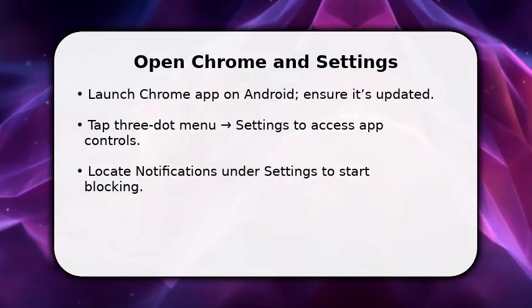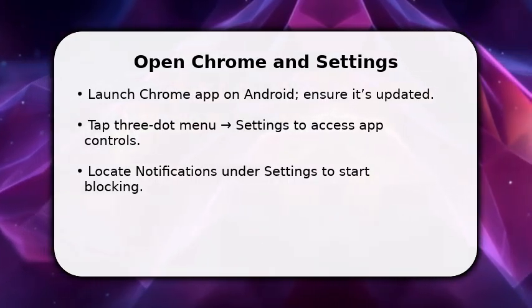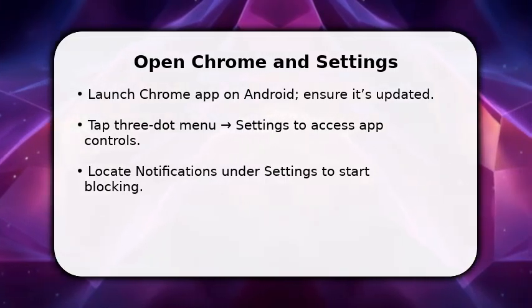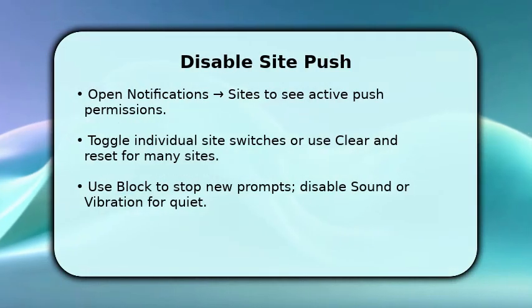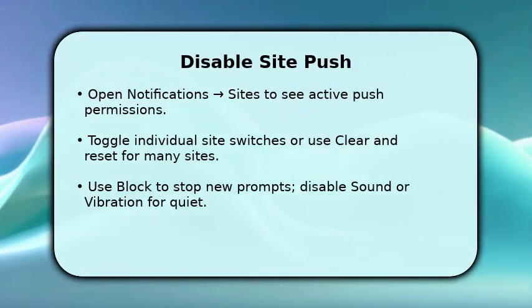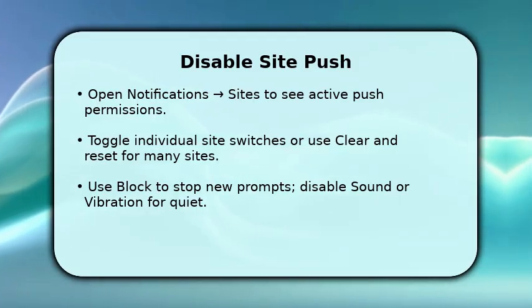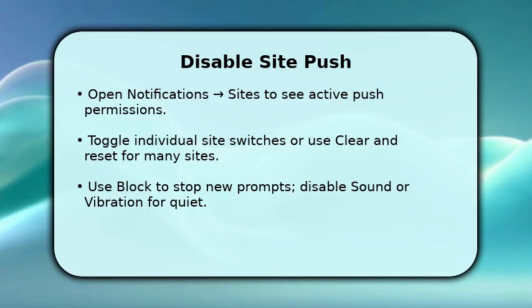Make sure Chrome is updated to avoid hidden menus, and keep your device unlocked so you can change permissions without OS interruptions. Now you'll focus on site push settings because most unwanted alerts come from specific sites. Tap Notifications, then Sites or Site Settings, right arrow Notifications.